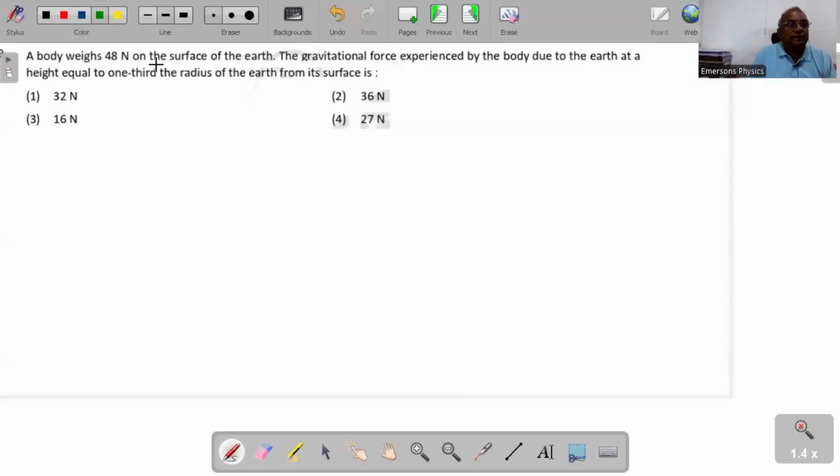Your body weighs 48 Newton on the surface of the earth. Okay, weight is given. The gravitational force, the weight experienced by the body due to the earth at a height equal to 1/3 of the radius of the earth. We know that weight is W equal to m into g, which is equal to G M m by R squared on the surface. So this is the earth. On the surface, the weight is 48 Newton.